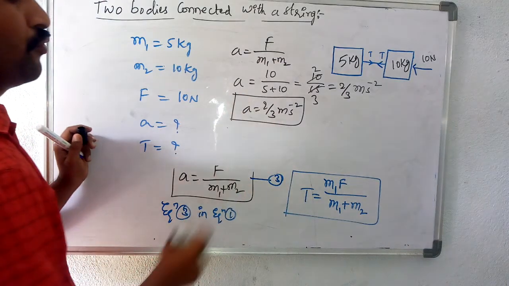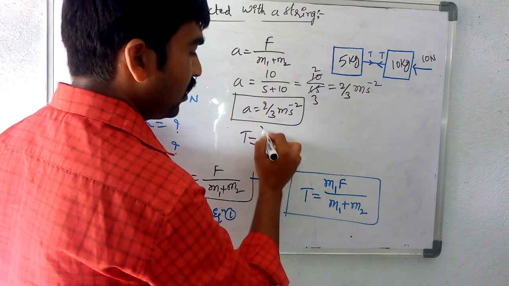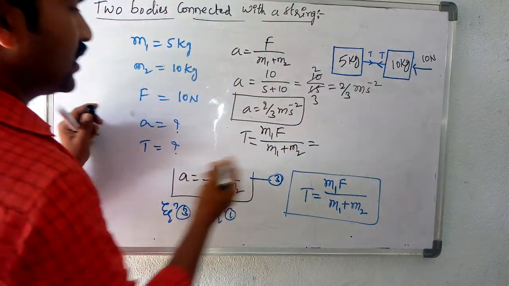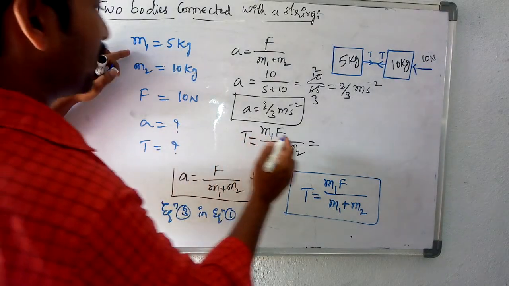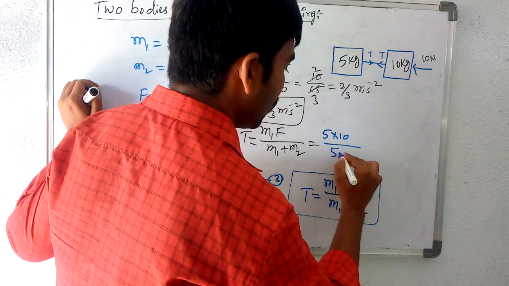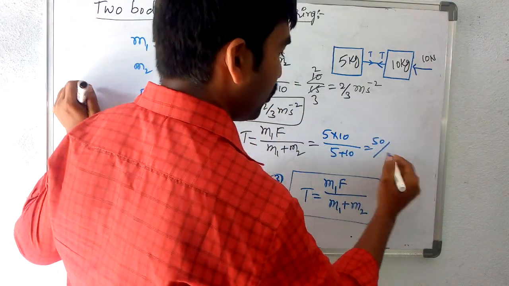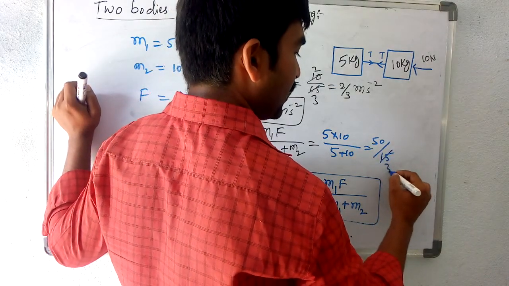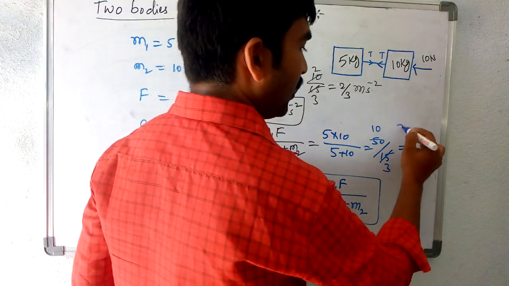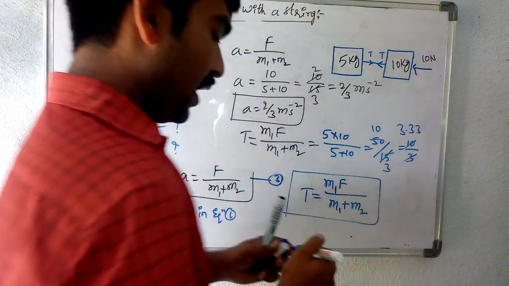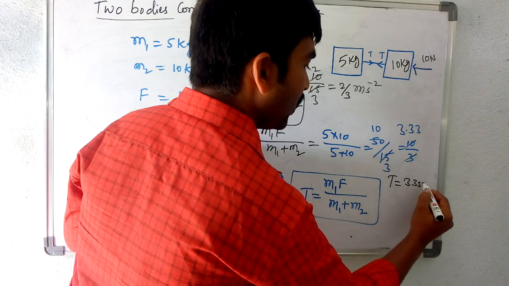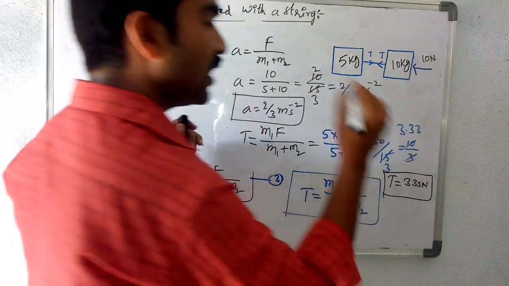And next, what is the tensional force? We have the formula T is equal to M1F by M1 plus M2. Then what is the tensional force here? M1 given mass 5 into 10 by M1 plus M2, that is 5 plus 10, and it is 50 upon 15. So we have 3 fives are 15 and 3 tens are 30, 10 upon 3, and it is equal to 3.33. And what about tensional force? T is equal to 3.33 newtons. So this is the tensional force.